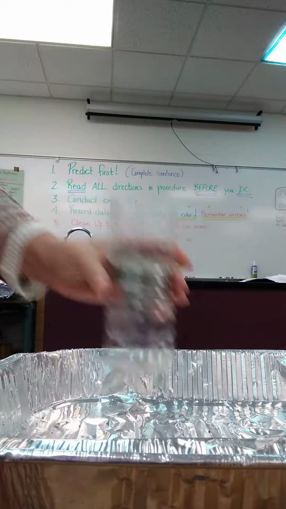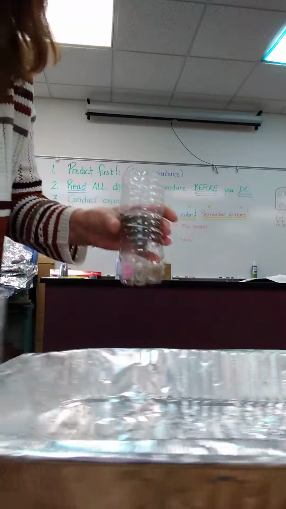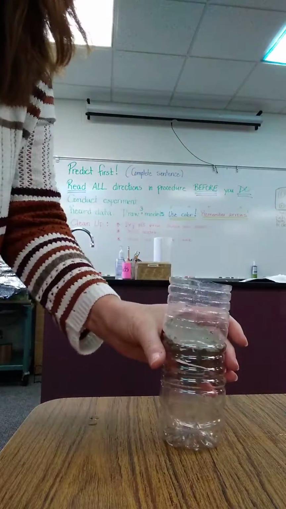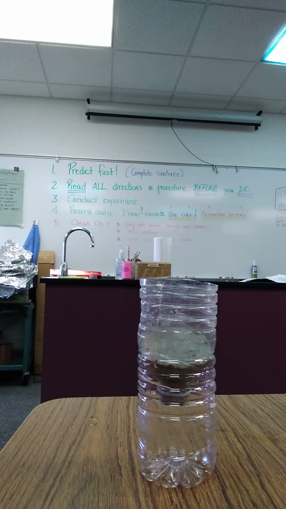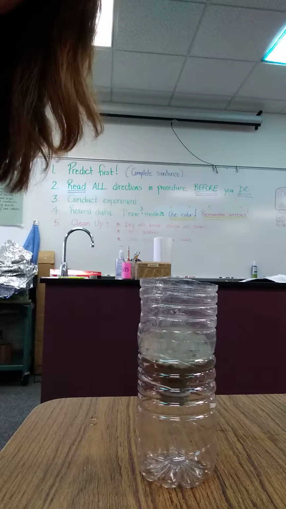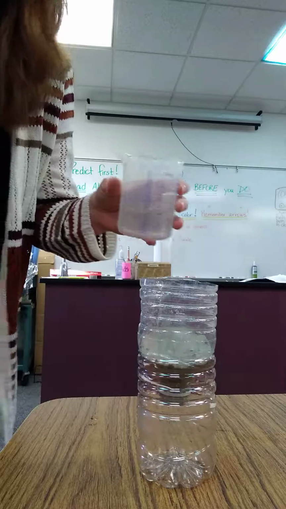Now for the concrete, we have a column just like we had with the soil column. Get that pan out of the way. So we'll put that there. Now I'm going to pour 100 milliliters onto the surface, and we're going to see if we can get any infiltration on the concrete.